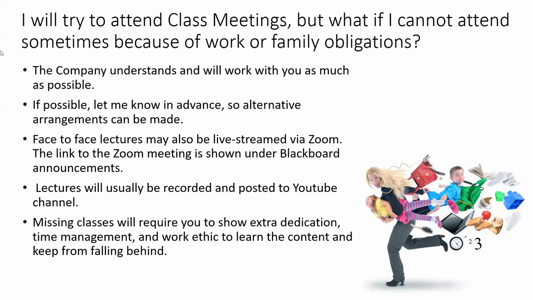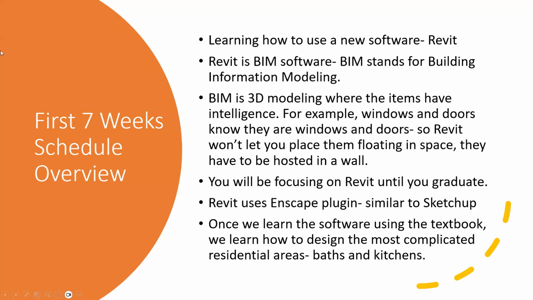Okay, so now let's go back in here and see if I can keep moving. Let's talk about these first 7 weeks. We're going to learn how to use a new software called Revit. Revit is BIM, Building Information Modeling. It's where the items have intelligence. Like in AutoCAD, which you just learned, everything's a line. All it knows is that it's a line and what layer it's on.